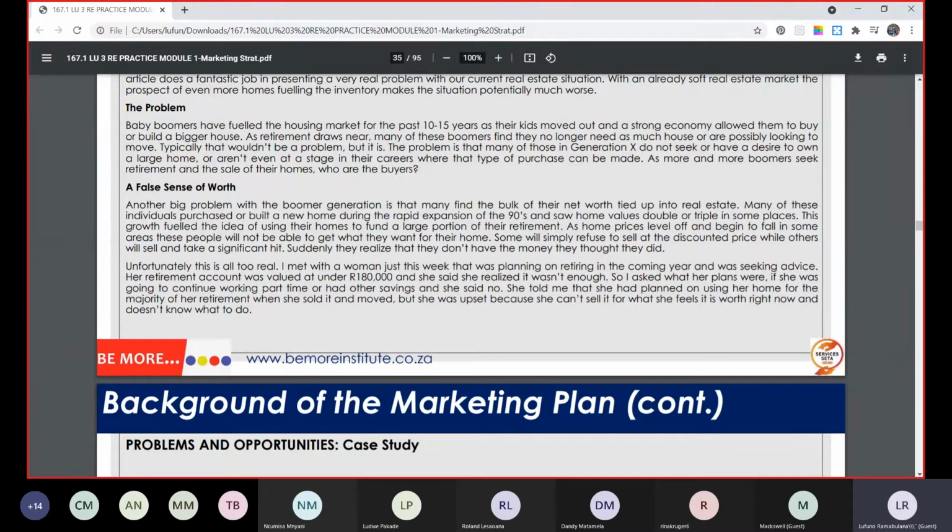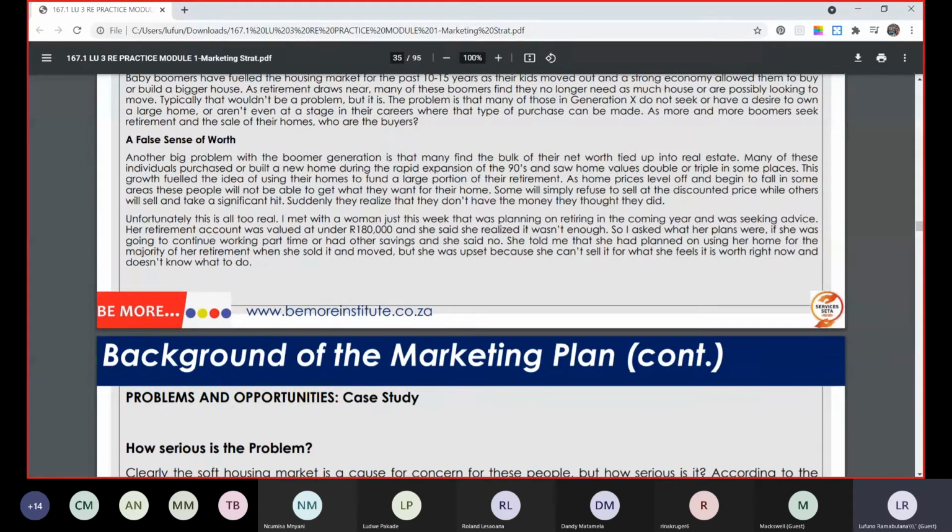I met with a woman just this week who was planning on retiring in the coming year, and was seeking advice. Her retirement account was valued at under 180,000 rand. She said she realized it wasn't enough. So I asked what her plans were, if she was going to continue working part-time or had other savings, and she said no. She told me that she had planned on using her home for the majority of her retirement when she sold it and moved out. But she was upset because she can't sell it for what she thinks it's worth right now, and doesn't know what to do.